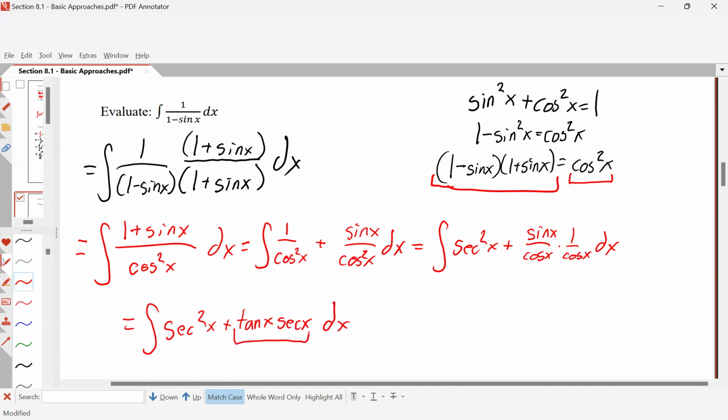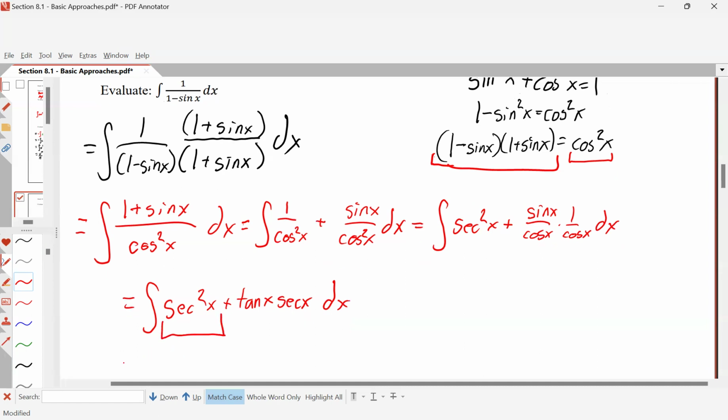We know the antiderivative. We know the antiderivative of tangent secant is secant. So this becomes tangent. This will become secant, making our antiderivative tangent x plus secant x plus c.